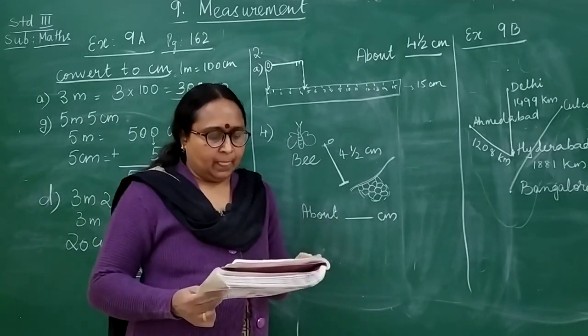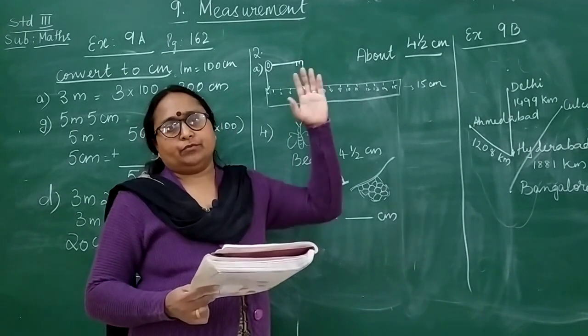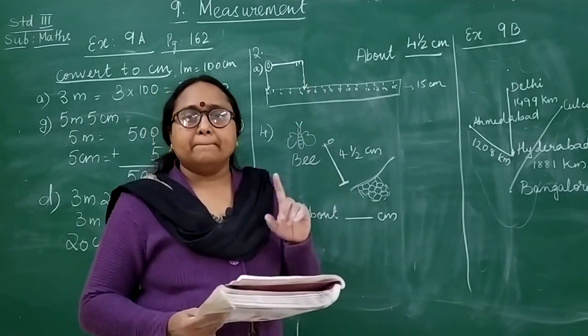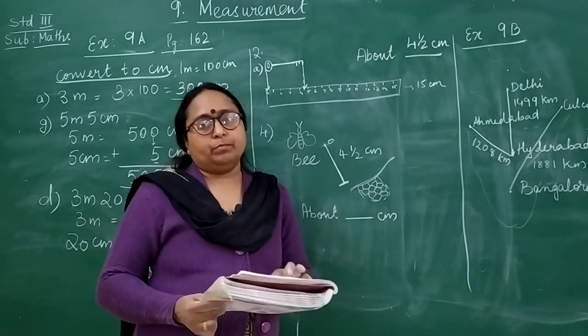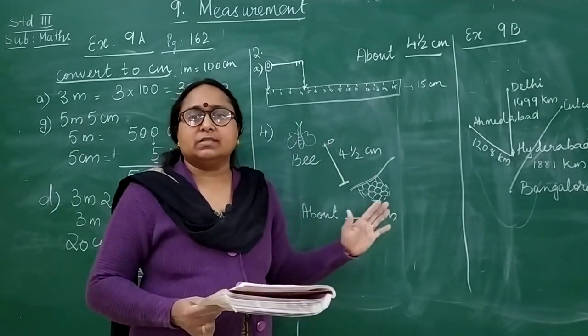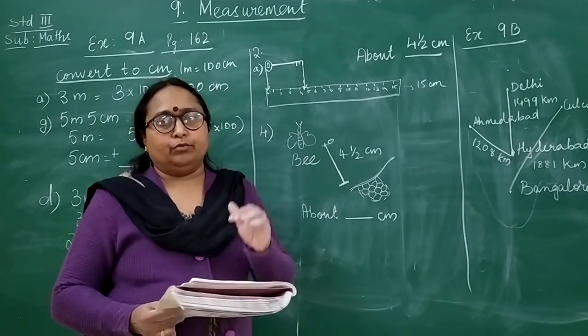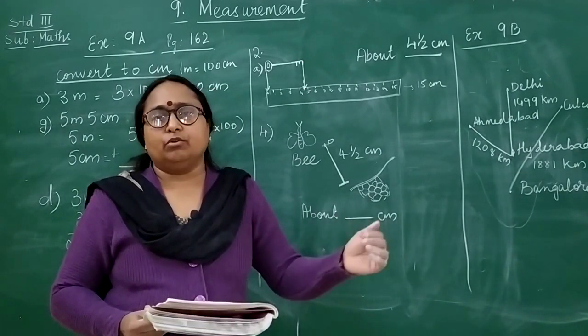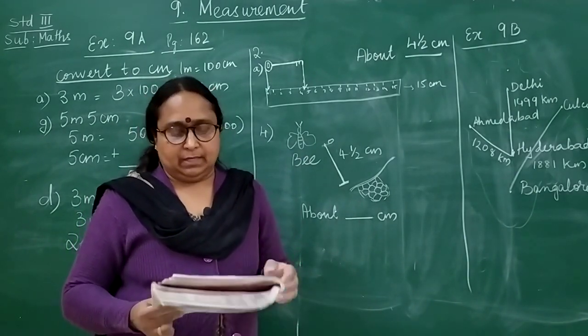So let's see. Height of a building. When I told height of a tree, height of a building and all, you will use meter. Meter scale you will use to measure it. Distance from Mumbai to Chennai. So it is a very long distance. So you will use kilometer. I told you from Rajkot to Jamnagar you use kilometer. The same thing from Mumbai to Chennai also you use kilometer.